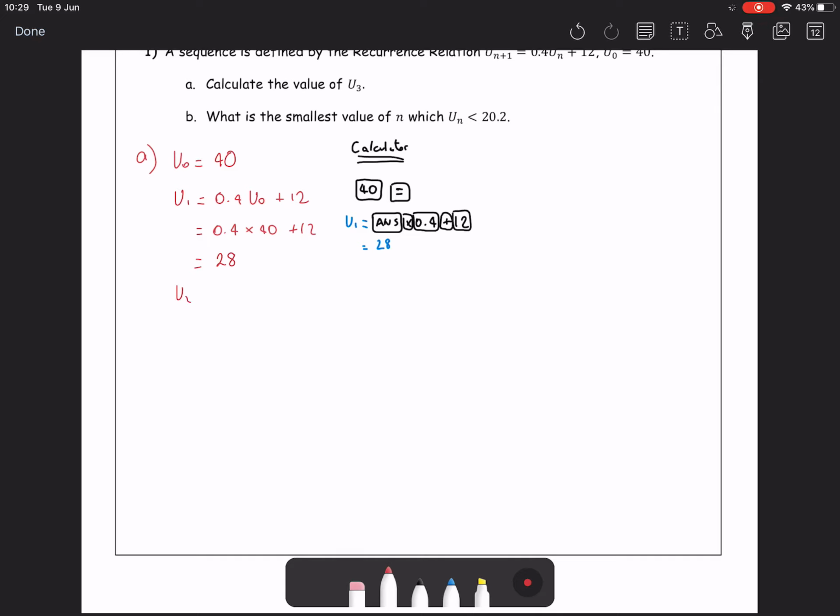u2 is 0.4 times u1 plus 12. So 0.4 times 28 plus 12, which is equal to, and again, this is my calculator. I'm not actually writing this down usually. I'm just going to press equals. If I press one button, equals, that 28 turns into 23.2.